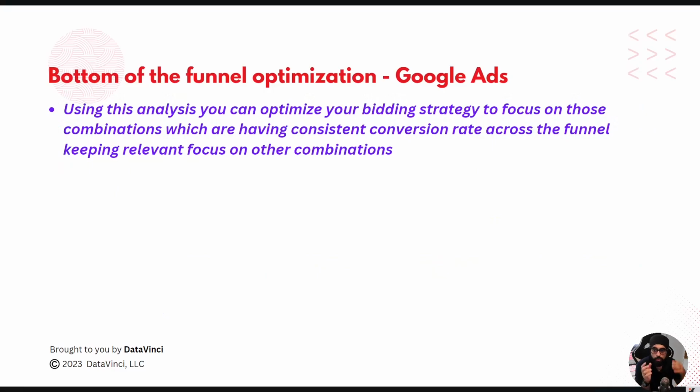Okay. So using this analysis, you can optimize your bidding strategy to focus on those combinations which are having consistent conversion rate across the funnel, and you can keep relevant focus on other combinations. I'm not saying ignore the other combinations, but you can keep relevant focus. So if you are optimizing your resources, then maybe you first want to exhaust your daily budget towards the combinations which are working better for you, against evenly distributing it and exhausting it everywhere.